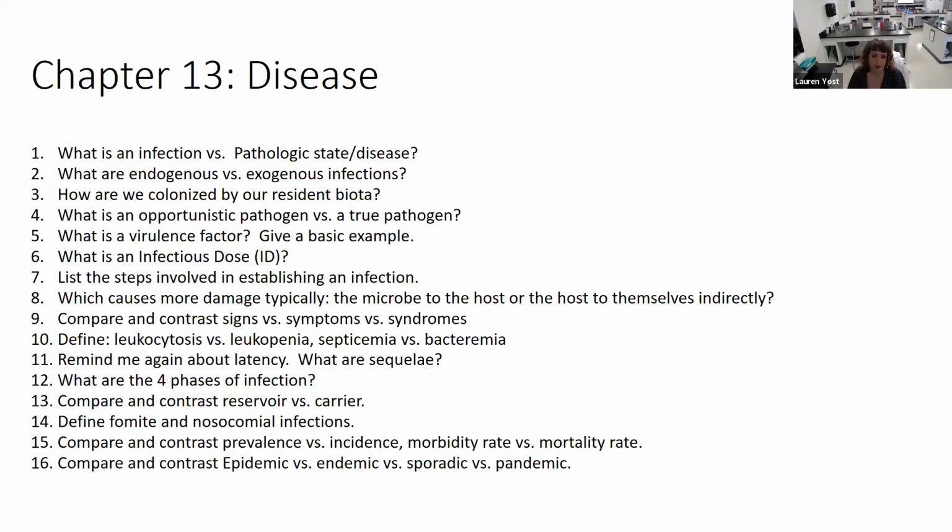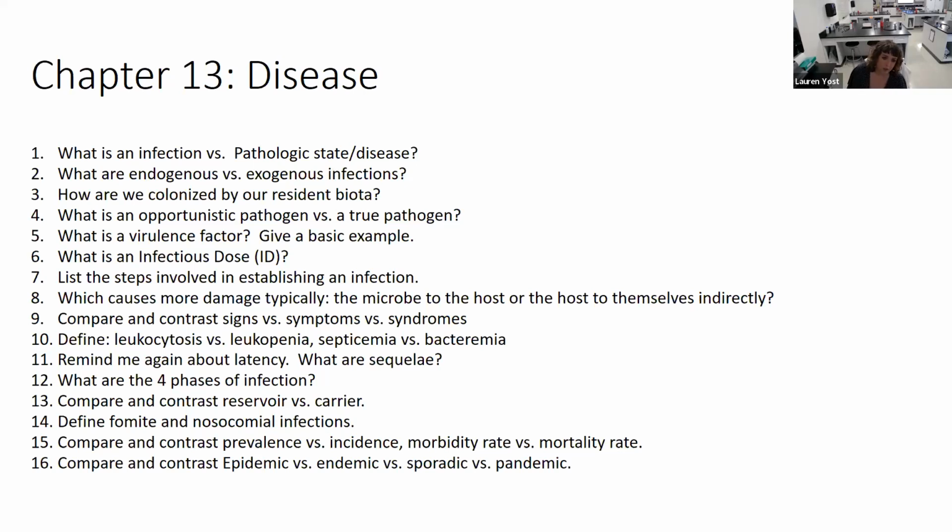Leukocytosis versus leukopenia. Leukocytosis is an increase in white blood cells. Leukopenia is a decrease in your white blood cells. So we have septicemia versus bacteremia. Bacteremia is the presence of any bacteria in the blood, not necessarily flourishing, but just the presence of bacteria in blood. There should not be any there. And then septicemia is the flourishing of the bacteria in the blood. So they're growing and multiplying within the bloodstream.